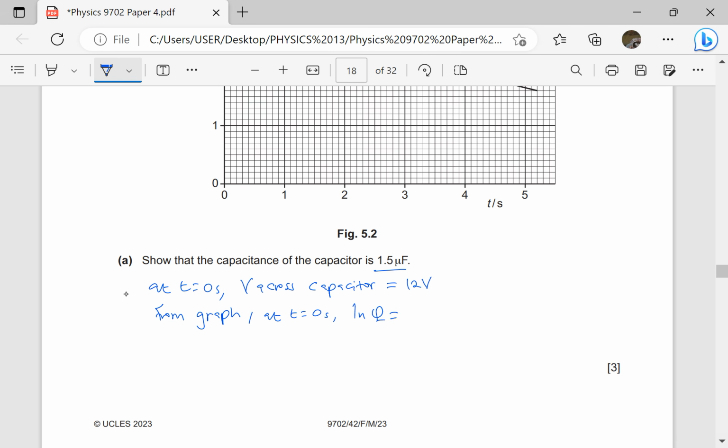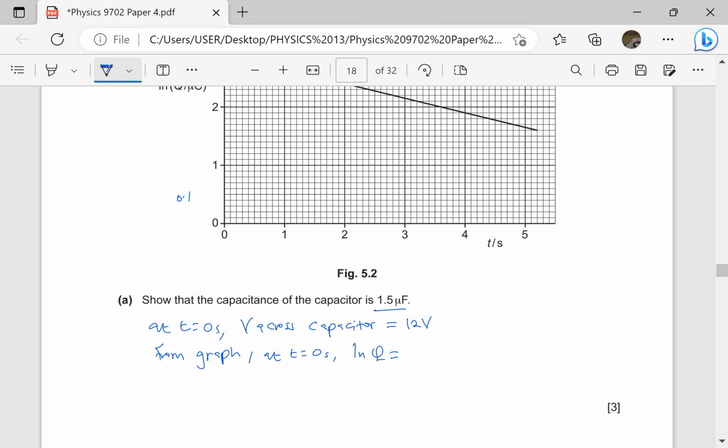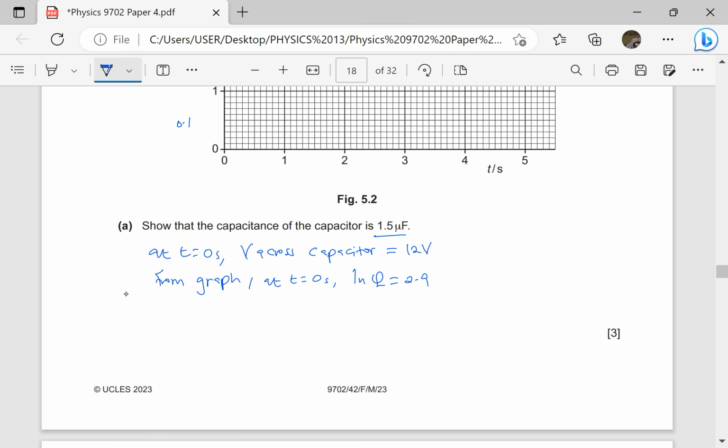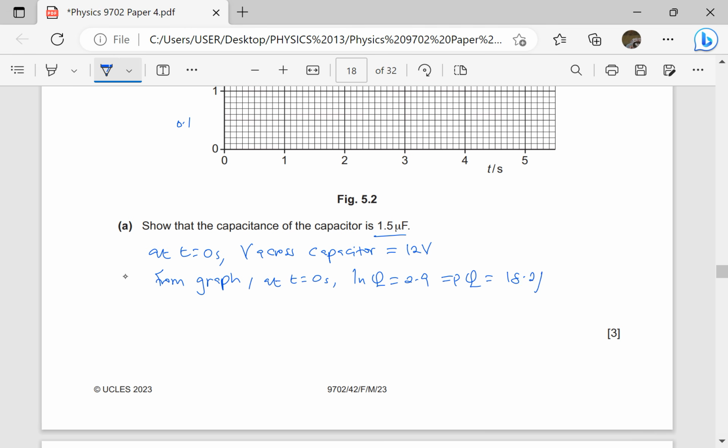ln Q is, let's check, the scale here is 0.1, so this is 2.9. If ln Q is 2.9, then what is Q? I'll press shift ln of 2.9, which is 18.2. So if ln Q is 2.9, then Q is going to be 18.2 microcoulombs.